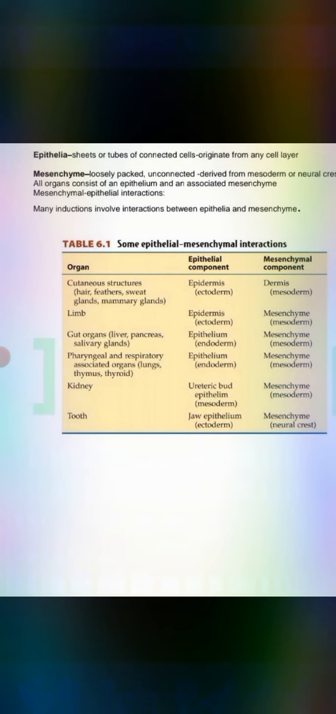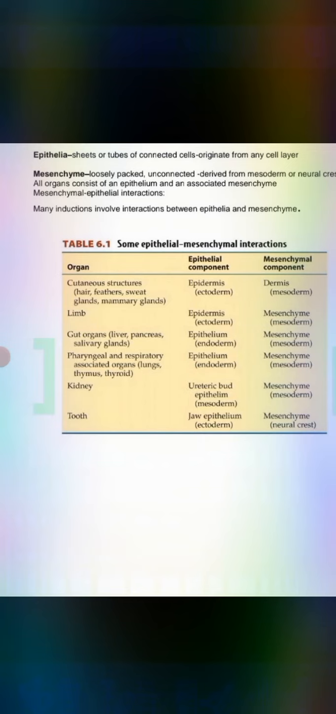Then moving to the tooth, we can see that the jaw epithelium is the ectodermal component, derived from the ectoderm, and the mesenchymal component is derived from the neural crest. So through the interaction between the jaw epithelium and the mesenchyme derived from the neural crest, the tooth is formed.